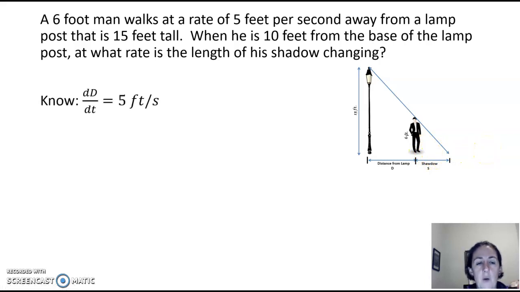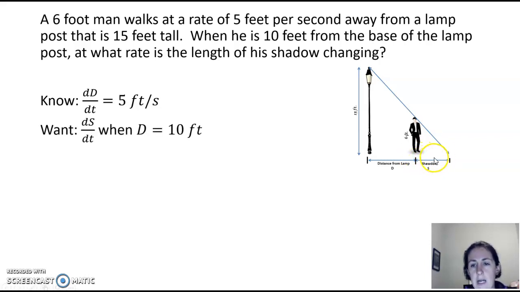All right, so what do we know? We know that dx/dt is 5 feet per second. The rate at which he's walking away from the lamppost is 5 feet per second. We want to know ds/dt, the rate at which the shadow is walking away from the lamppost, when the distance from the lamp is 10 feet.